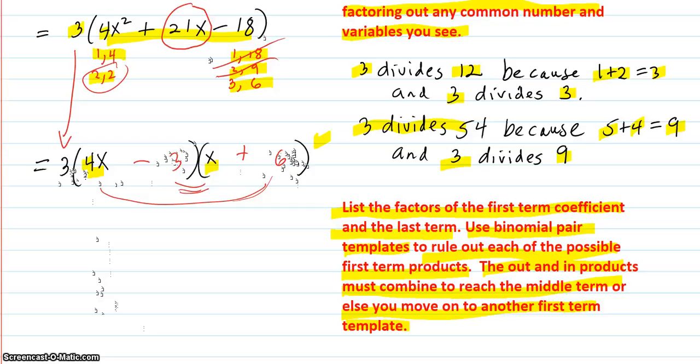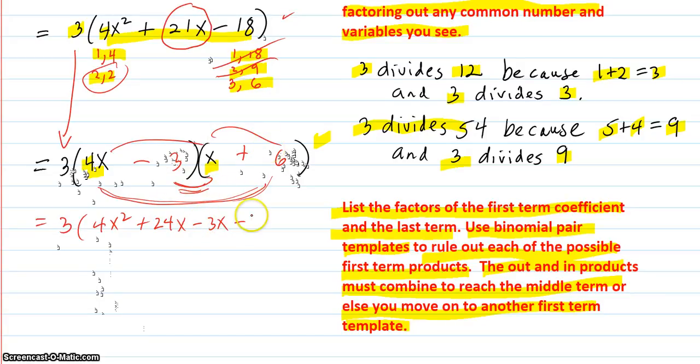Of course, the ultimate way to be safe is to multiply back the final answer and see if you get back to the original. So let's just do that. First is 4x squared. Out is plus 24x. Ins is minus 3x. And then out last is minus 18. That's 4x squared plus 21x minus 18. And of course it works because that's how we decided the 6 and the 3.